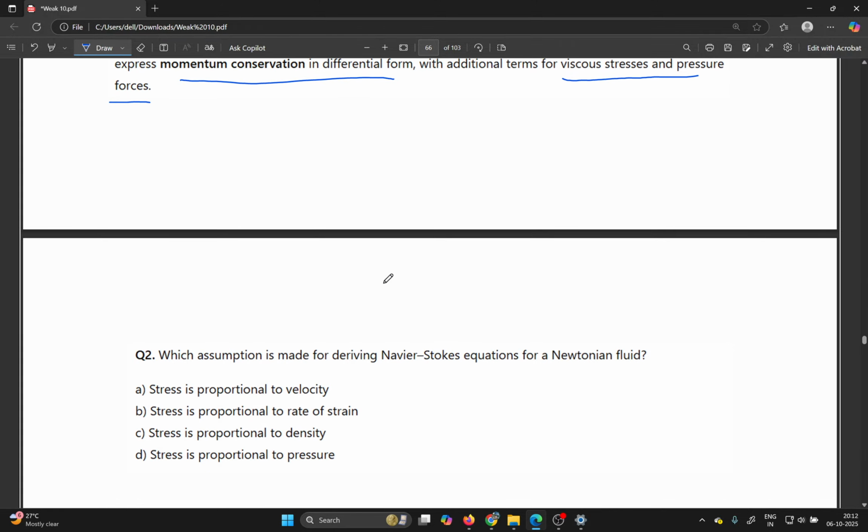Okay, next question. Which assumption is made for deriving Navier-Stokes equation for a Newtonian fluid? Stress is proportional to velocity. Stress is proportional to rate of strain. Stress is proportional to density. Stress is proportional to pressure. So these are four options. Just think on that. Which assumption is made for deriving Navier-Stokes equation for a Newtonian fluid?